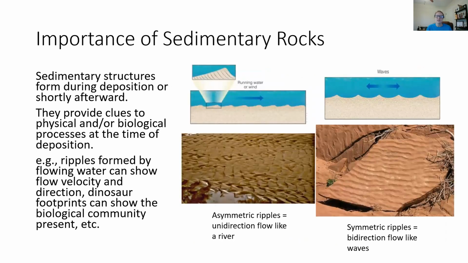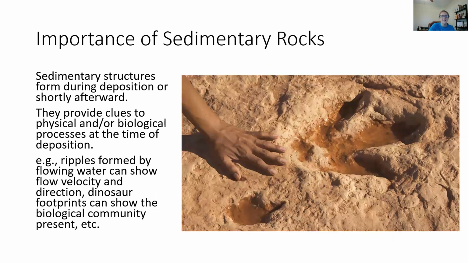And the shape of those ripples can tell us about how fast the water was flowing and what direction the water was flowing. If the water was flowing only in one direction, like a river, or in two directions, like waves, right? Those ripples in the rock can preserve the type of environment, tell us about the environment the rock was created in. It can also preserve fossils, right?